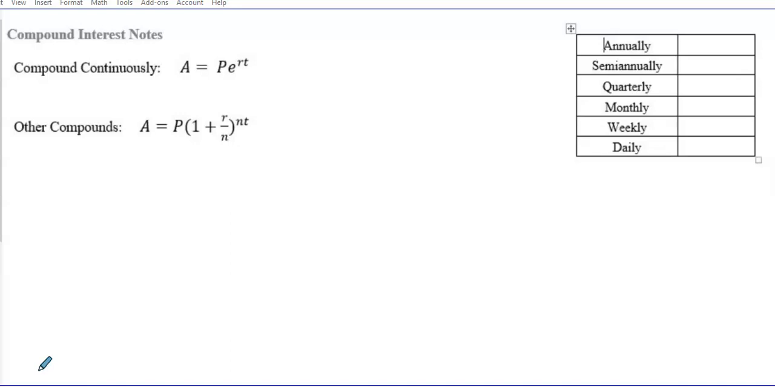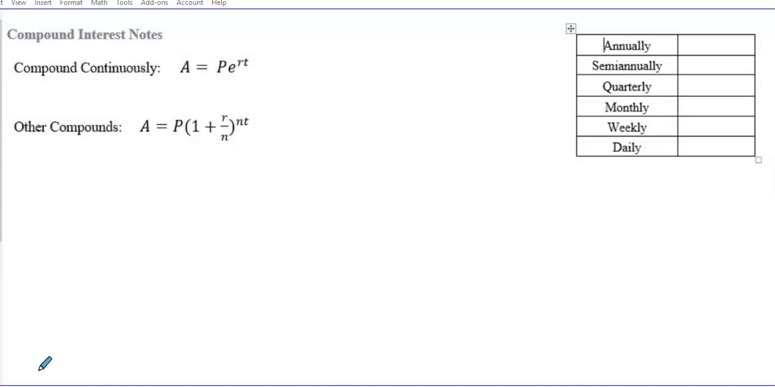So for a $1,000 loan, they might say it's 5% simple interest. So each year they would add 5% to that amount. So they'd add the $50 to that amount. We're actually talking about money that you invest today. We're not talking about loans. We're going to talk about money that you invest.